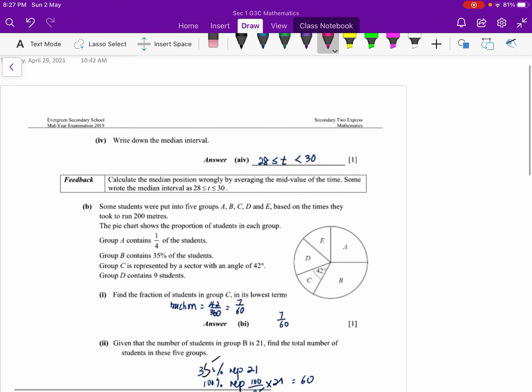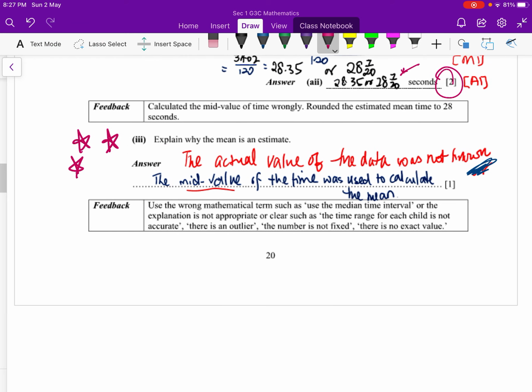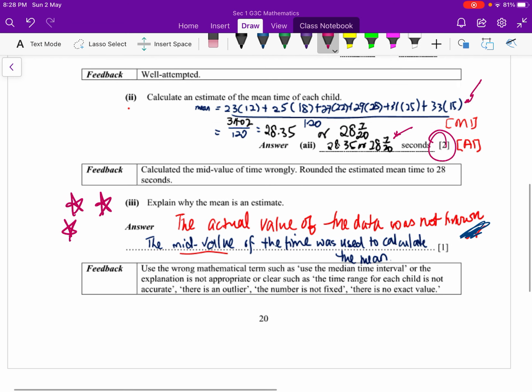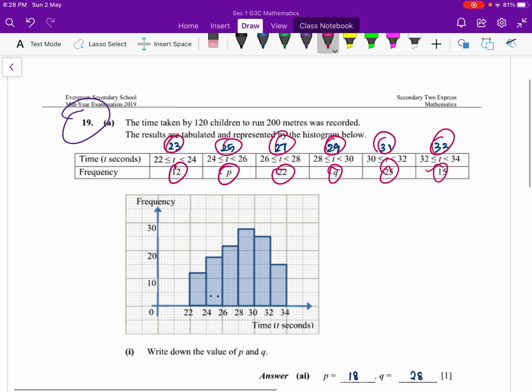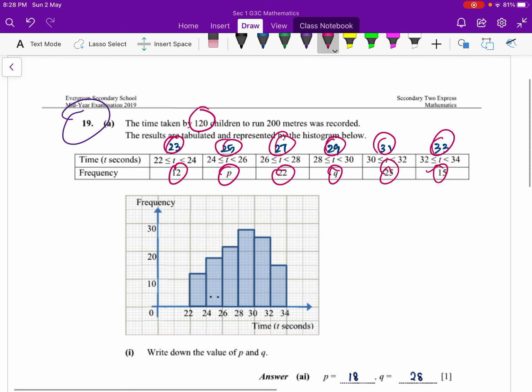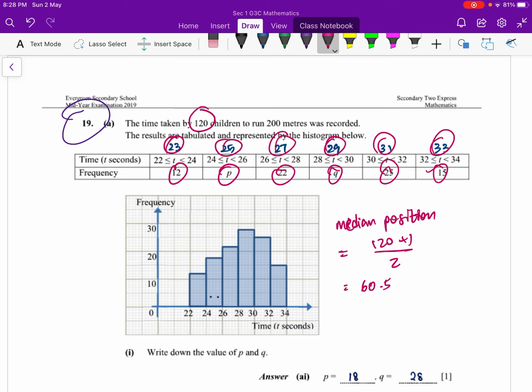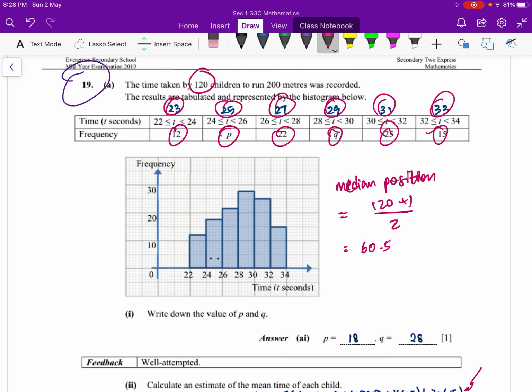So the median interval, find the middle position first. Every time you need to find the median, you need to find the median position. So since there are 120 children, the middle or median position will be 120 plus 1 over 2. So that will be 60.5. Where is the number 60.5 person? You find that person and you find out what his time is. In this case, they're asking for the interval.